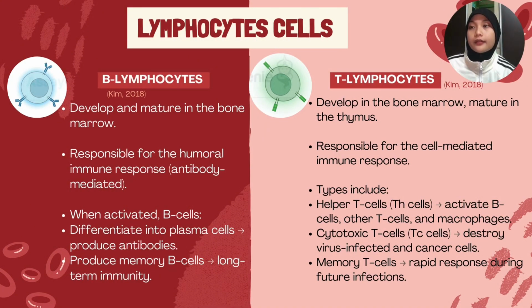Okay, so now I will explain to you about the origin of the B lymphocytes. The B cell develops and matures in the bone marrow. The B lymphocyte is basically responsible for the humoral immune response. It is antibody mediated. So when activated, B cells will differentiate into plasma cells and produce antibody, and they also produce memory B cells, which give long-term immunity.